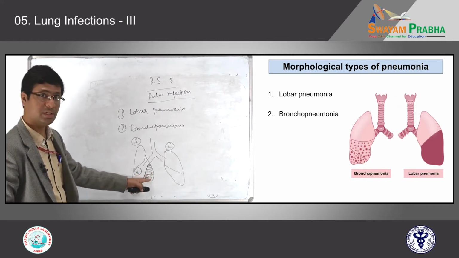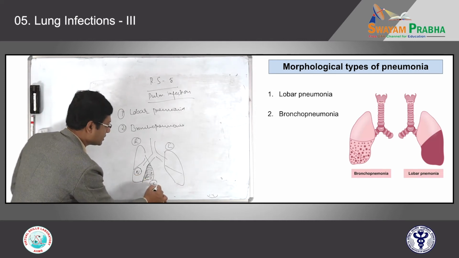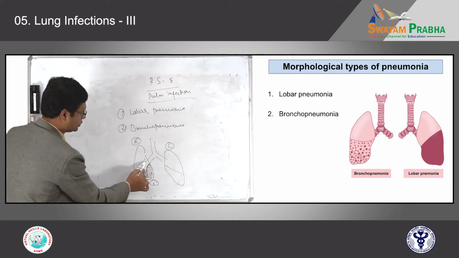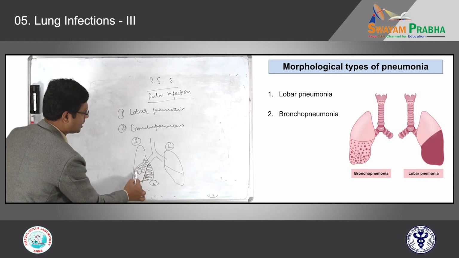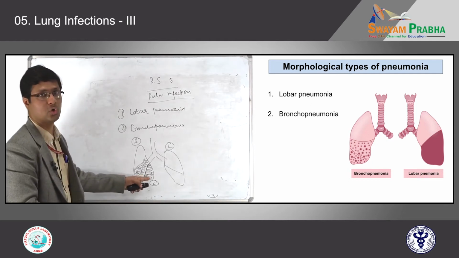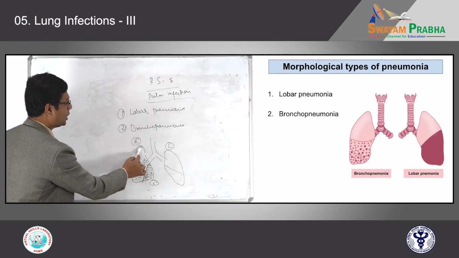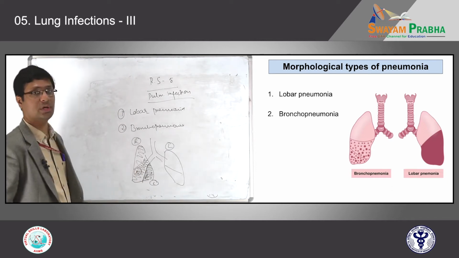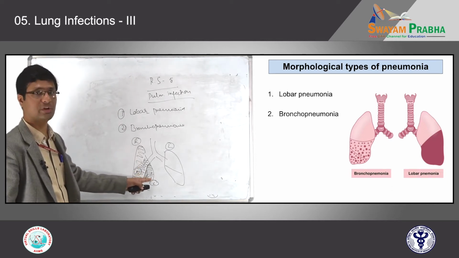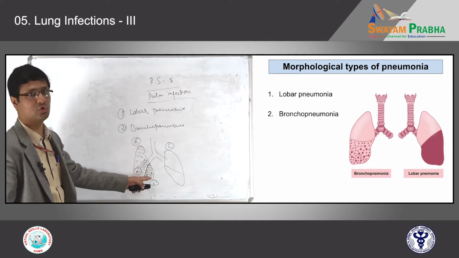So it doesn't mean that only one lobe has to be affected. It can be two lobes also. So lobar pneumonia involving both the lower lobes, or it can be the whole lung. Lobar pneumonia involving all the lobes of right lung. So this is the definition of lobar pneumonia.